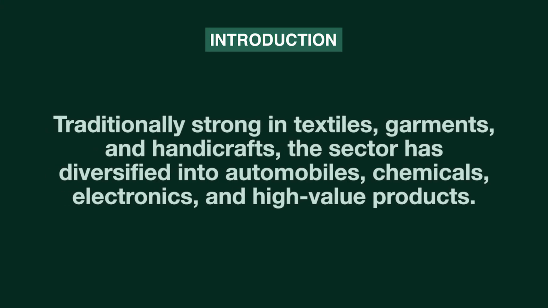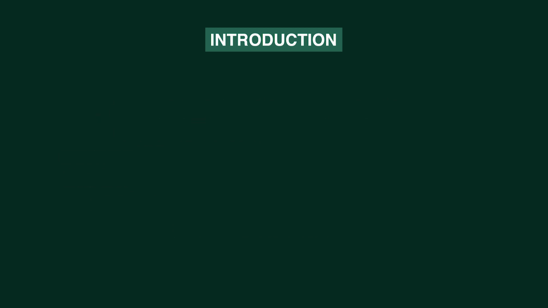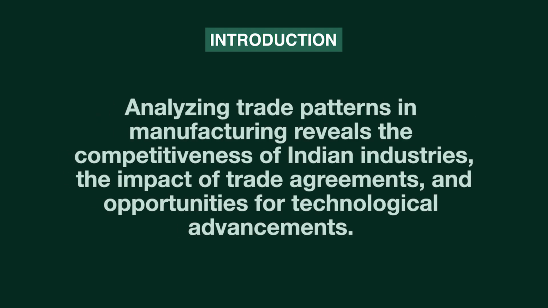For example, the traditional sectors like textiles, garments and handicrafts have diversified, and newly modernized subsectors in manufacturing have come up, like chemicals, automobiles, electronics, and mainly high-end products. So the trade patterns in manufacturing will reveal how India's trade agreements, export competitiveness opportunities and technological innovations have added improvements in manufacturing.